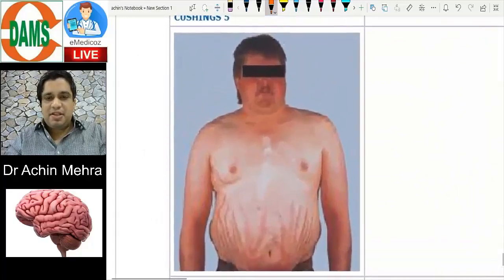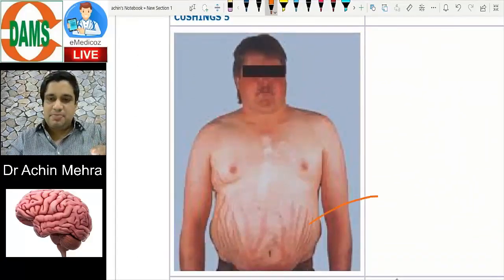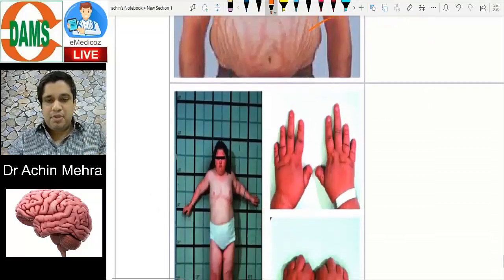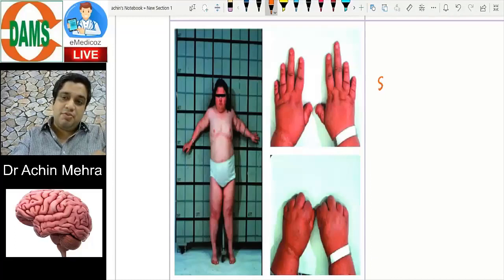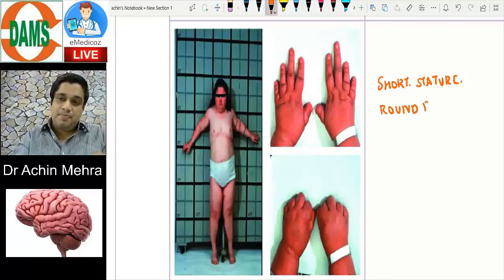Now the same thing again, this is a patient of Cushing with a typical striae appearance on the lower abdomen region. Yeah, no, this is an image that you all should know about. She's a female who comes to me with a short stature. One thing. Secondly, she happens to have a round face. She's also obese. She's got obesity.